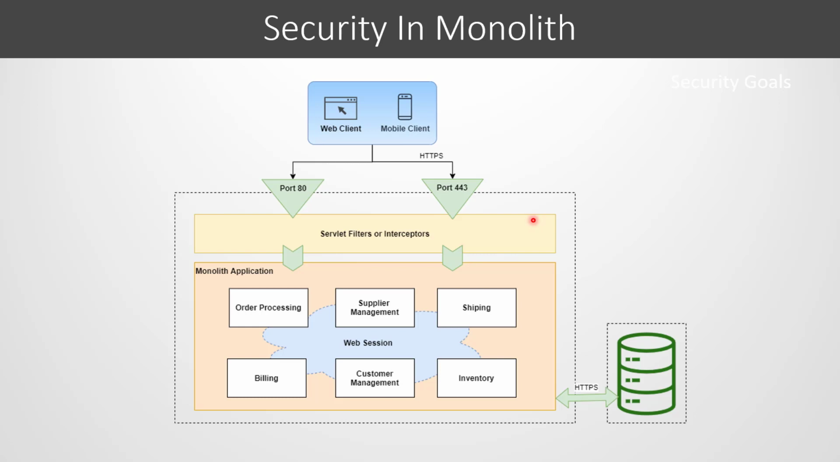In our monolith application, we have only two entry points. One is port 80 and the second is port 443. So 80 is for HTTP and 443 is for HTTPS. So we need to secure only two doors to our application. If we consider our application as a house, ports are the doors. So we have only two doors which we need to secure.